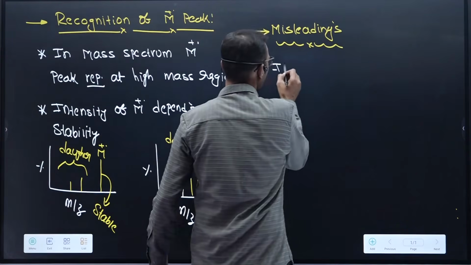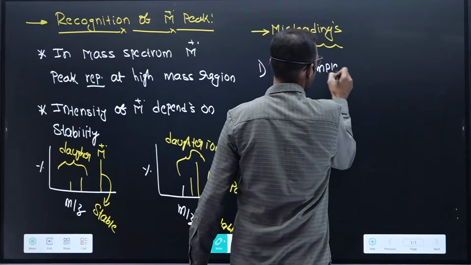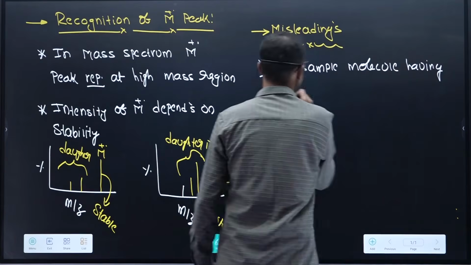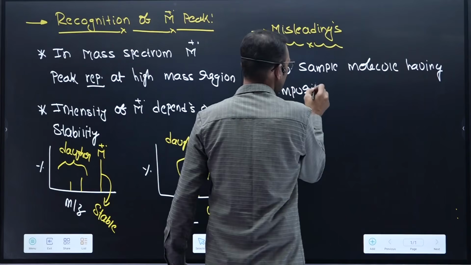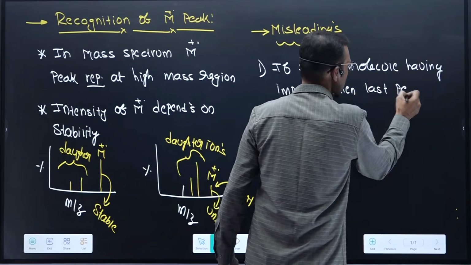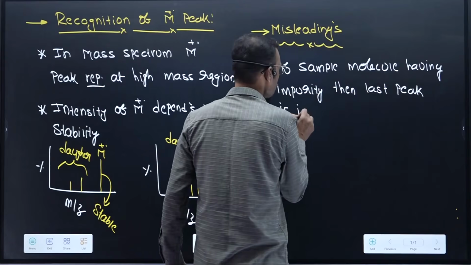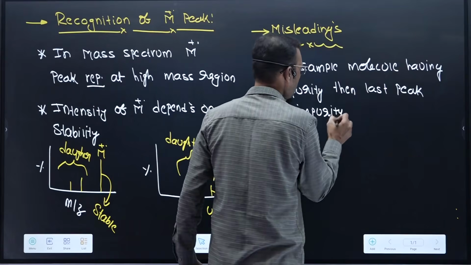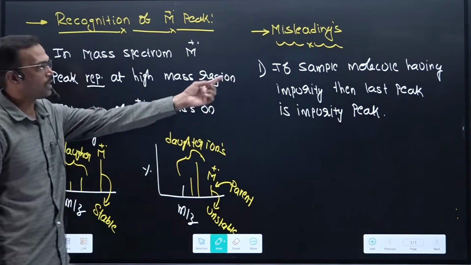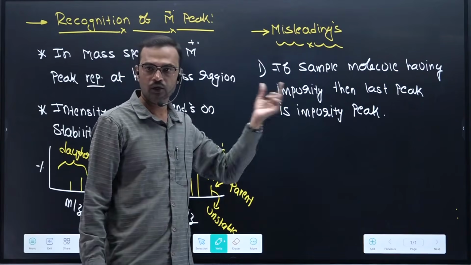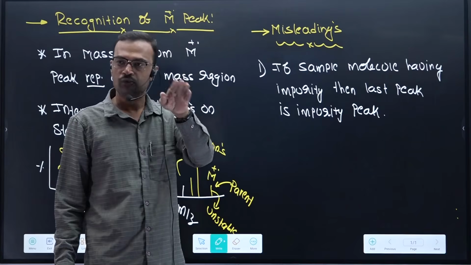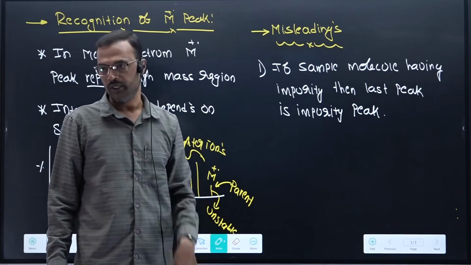The first misleading: if the sample molecule has an impurity, then which one is the last peak? The last peak is the impurity peak. Is it a molecular ion peak? No, it is an impurity peak. Remember, if the sample has any impurity, you need to take a pure sample. If any impurity is there, you will not get the last peak as the molecular ion peak. That may be an impurity peak.